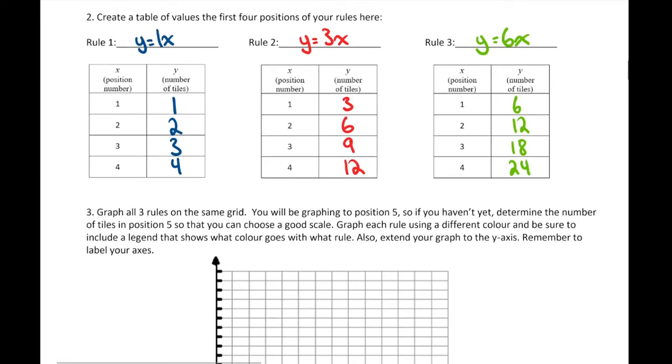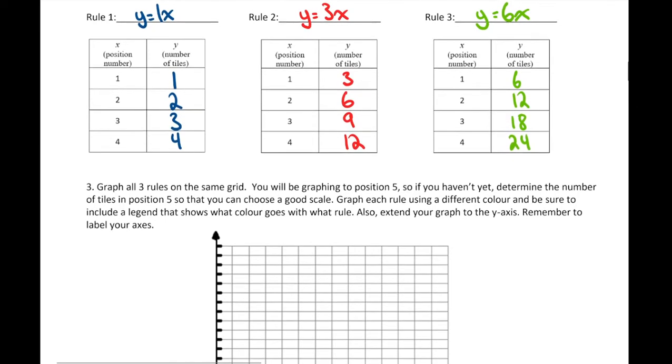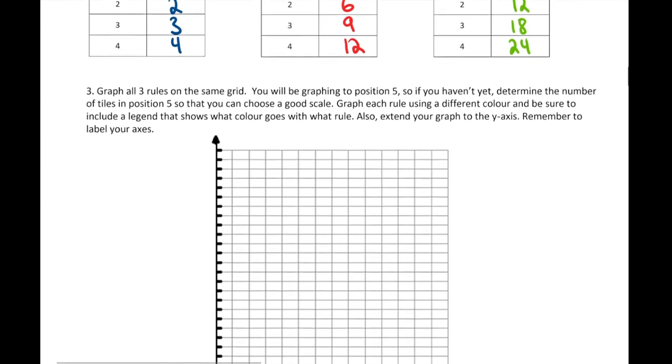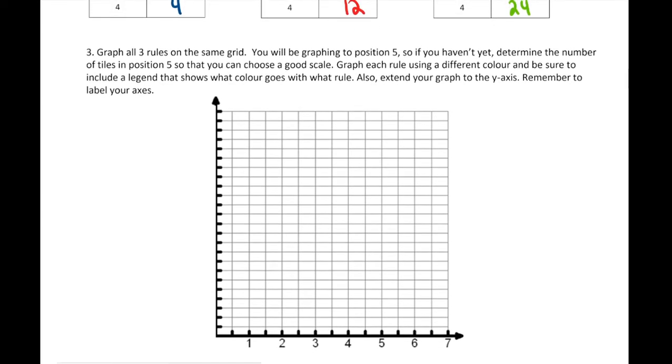Next, we're going to be graphing all 3 rules on the same grid. So we might just have to adjust what our value is on the side, or our vertical axis, what the scale is. So if we go through and see 1, 2, 3, 4, 5, 6, 7, 8, 9, 10, 11, 12, 13, 14, 15, 16, 17, 18, 19, 20, 21, 22, 23, 24. So perfect. It does work out, so we can do each one as 1. 0 starts at the bottom.